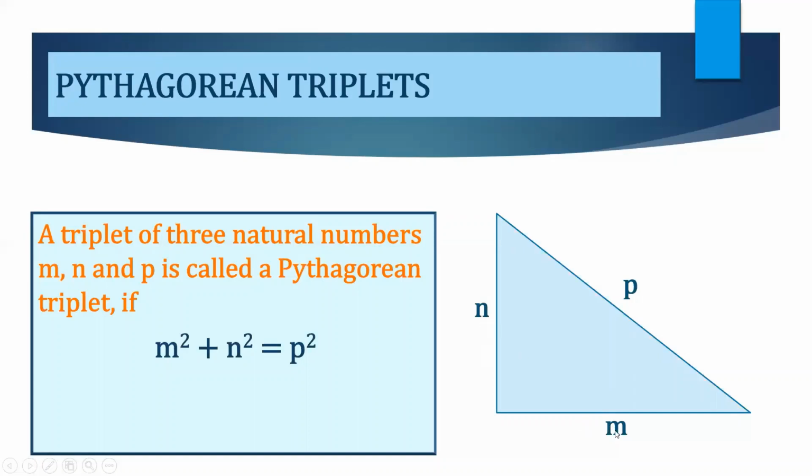Square of base is m square, so I have written m square over here. Square of height is n square, so I have written n square over here. So m square plus n square is equal to square of hypotenuse, that is p square. Then this m, n and p is called a Pythagorean triplet.